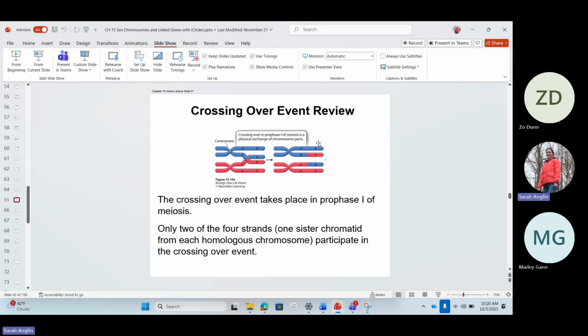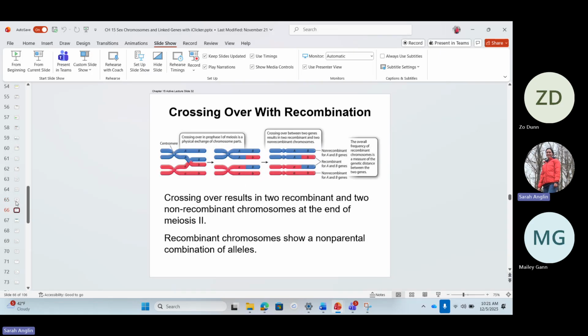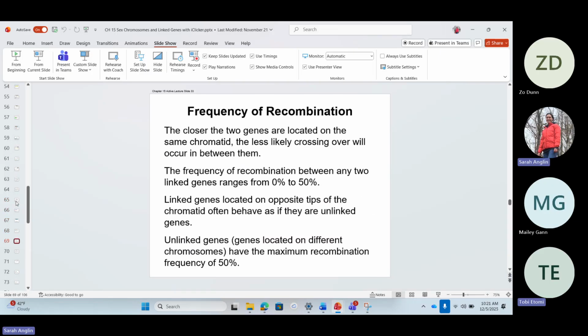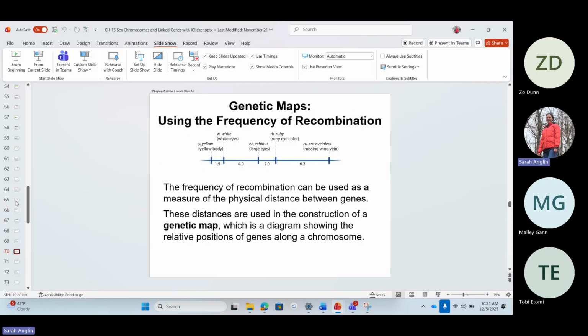Right, so higher frequency of recombination lets us know that these genes are probably located further apart on the chromosome. If they're close together, then it's less likely that the crossing over event is going to separate them. So we will see those traits inherited together more often. Right, so that would be a lower frequency of recombination number. Okay, and then we use that information to make genetic maps.